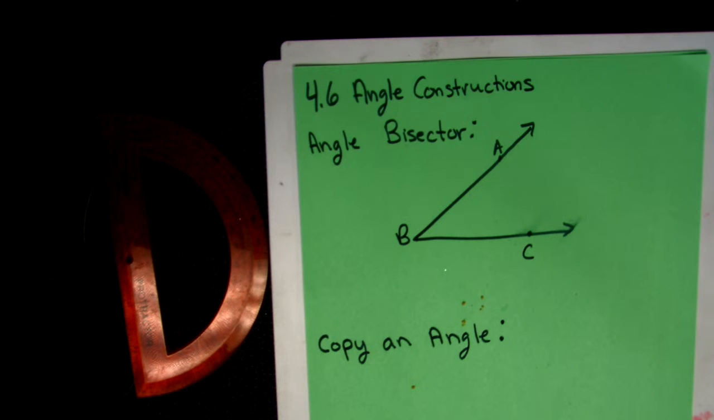When we bisect an angle, this angle is going to be split into two angles that are congruent to each other. They're going to have the same measure. So they're going to be equal once we do it.